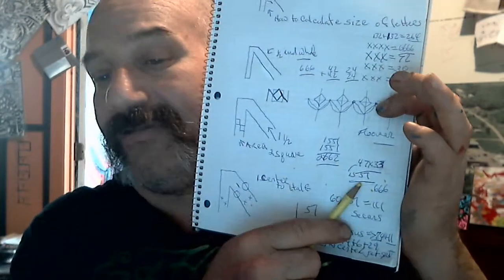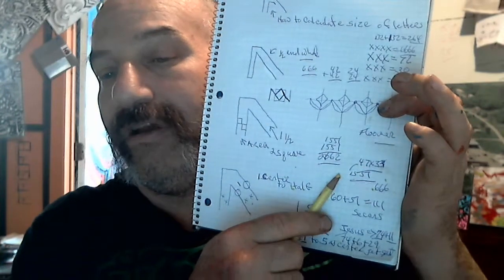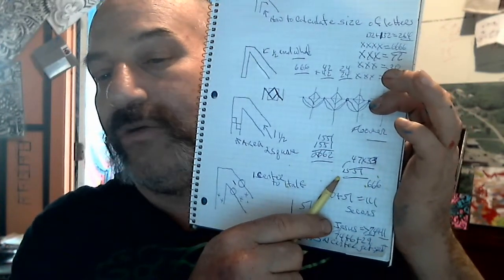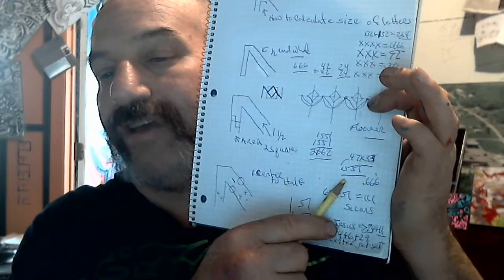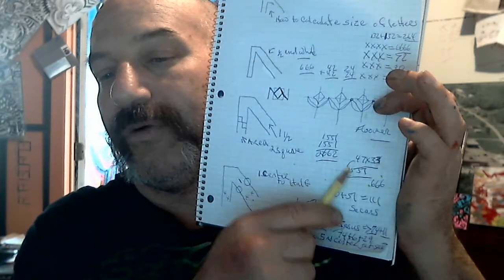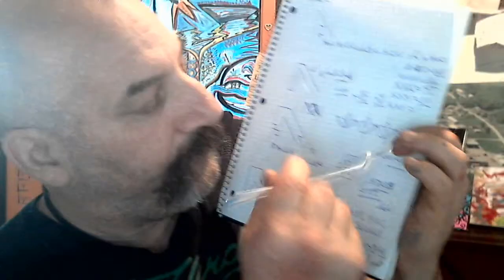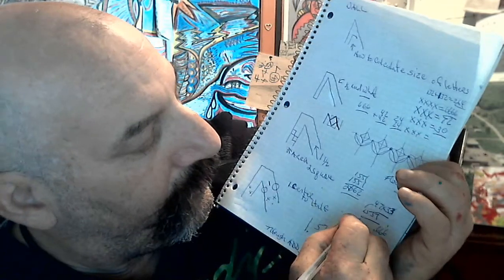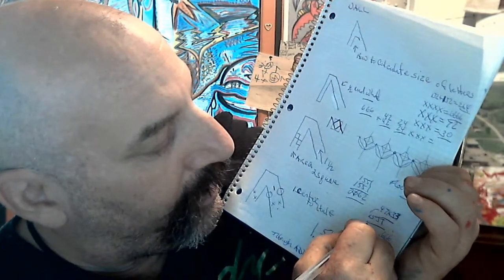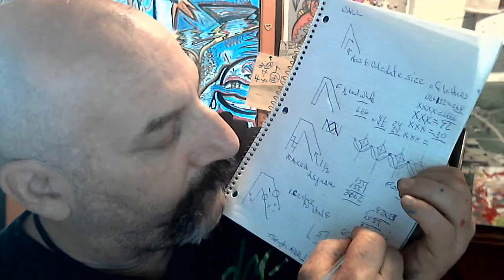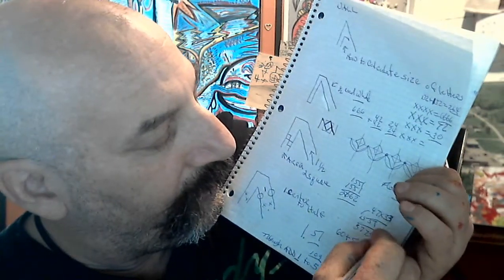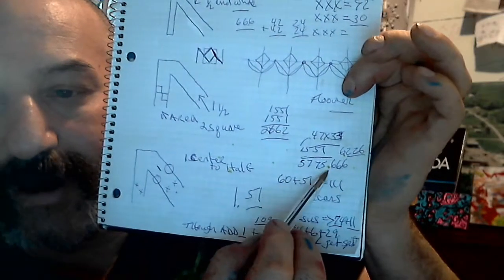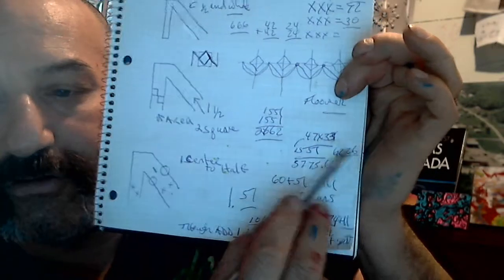What is the half of 1551? 5 and 5 is 10. 1 plus 0 is 1. 7 and 7 is 14. 1 and 4 is 5. So what do we get from 1551? We end up getting 5775. We get 5775 and 6226.